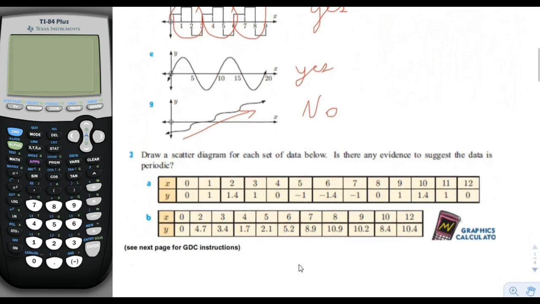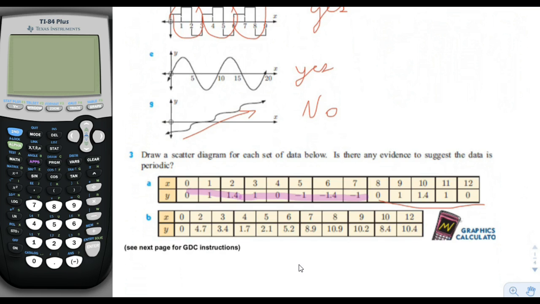Number 3, draw a scatter diagram for each set of data below. Is there any evidence to suggest that the data is periodic? Okay. Well, when I look at this one here, I see kind of a pattern repeating, right? Do you see like now it's repeating again, 0, 1, 1.4, okay? So this does have some evidence.